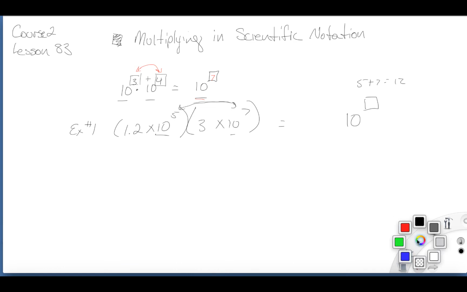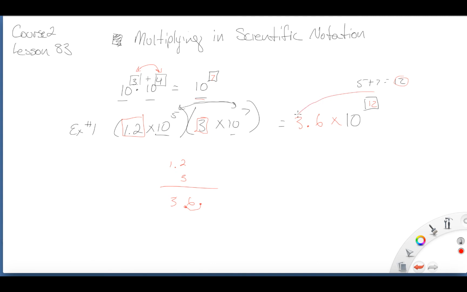All right, so what I'm left to do is simply multiply 1.2 times 3. Let's do that. Pretty simple. We get 36. Because there's one decimal, we're going to move the decimal this direction. So we're going to get 3.6 times 10. And what's the number we had up here? To the 12th power. There's my answer. Pretty simple in this activity.